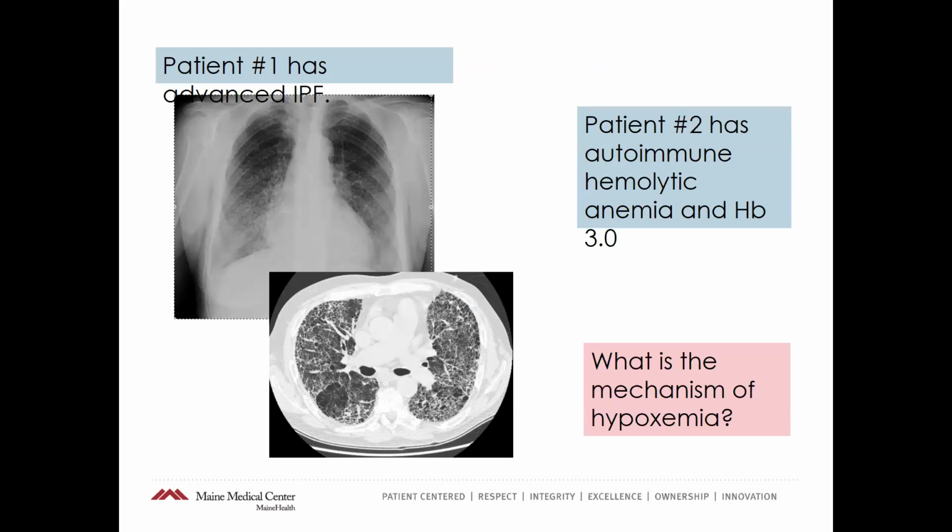So these are 2 patients. The first one has advanced pulmonary fibrosis, and I think you can see on that image that you can agree with me that he's got increased markings in his interstitium. And on the CT, it's also pretty obvious, right? That interstitium looks thick. The other patient doesn't have any lung problems, but has an autoimmune hemolytic anemia and shows up with a hemoglobin of 3.